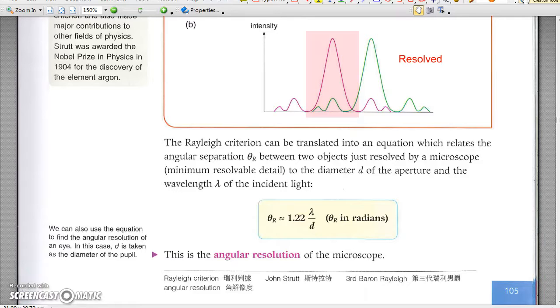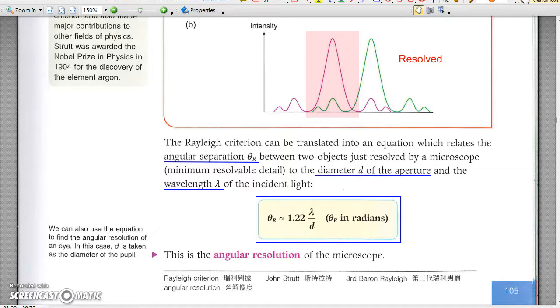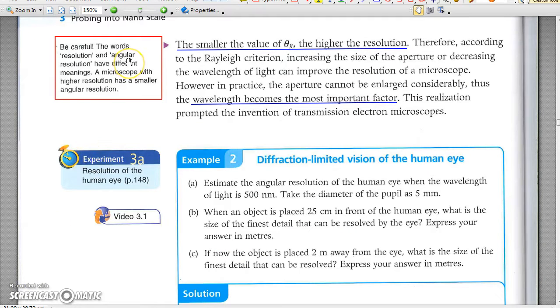When Rayleigh's criterion is expressed mathematically, it states that theta_r is approximately equal to 1.22 lambda over d, where the minimum resolving angle theta_r is measured in radians. Theta_r is called the angular resolution of the microscope. Note that the words resolution and angular resolution have different meanings. A microscope with higher resolution has a smaller angular resolution, theta_r.